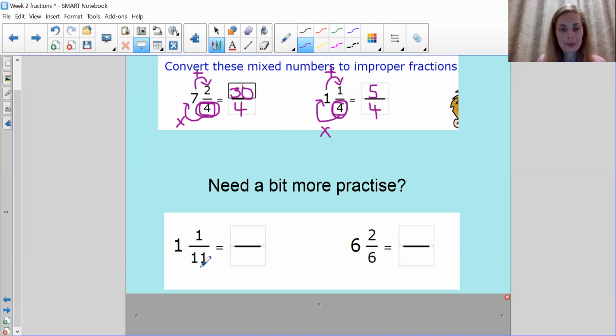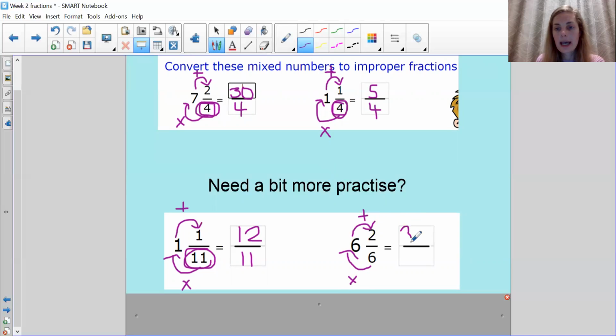Right, so we're going to say 11. We're going to put our arrow times 1 is 11. And 11 plus 1 is 12. And I keep the bottom number the same. Whatever the bottom number is here, it must be the same here. Right. 6 times 6 is 36. And 36 plus 2 is going to be 38.